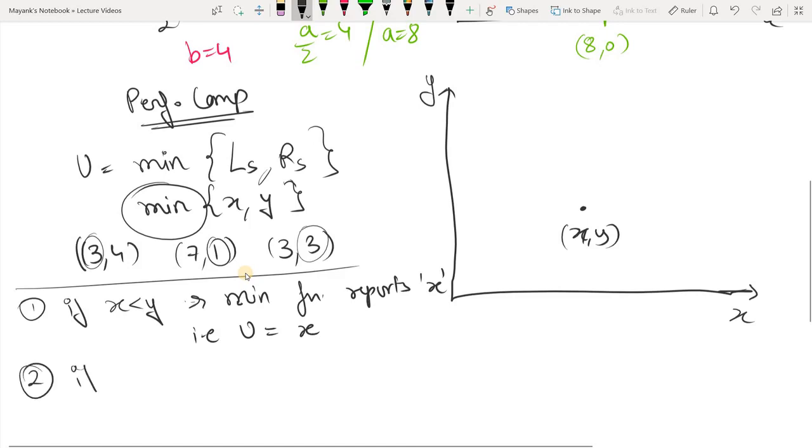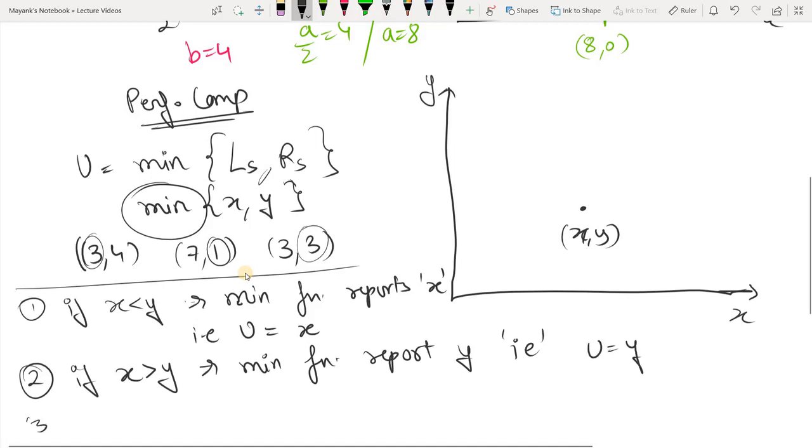Okay, if on the other hand you have x greater than y, then the min function would report y, that is utility equals y. And the third case is if x is equal to y, then the min function would report either. Okay, so you can take any case, either u equals y or u equals x, anything is feasible.